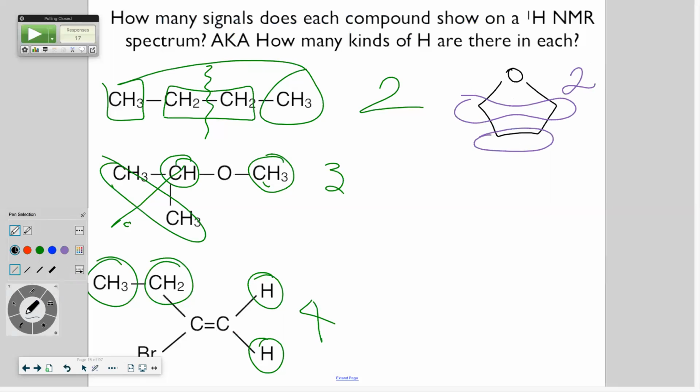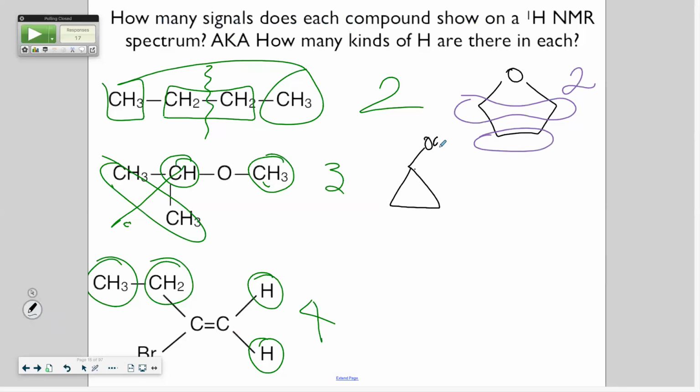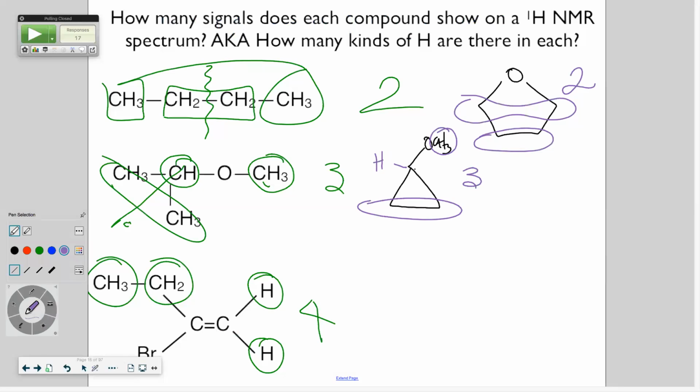What do you think about this compound? Okay, tell me the 3. I'm going to start marking them. The methyl on the end. Everybody agree? Okay, what else? This carbon here. But what are we looking at? We're not looking at carbons. We're looking at hydrogens. There's a hydrogen there. That's 2. What else? These 2, the 2 CH2s. So this one's 3. That makes sense.